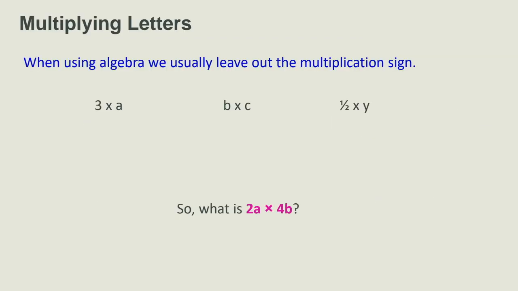So when we use algebra, we usually leave out, well, we actually always leave out the multiplication sign. The reason for that is because the variable that we love to use in algebra is that x, and that x can get confused with the multiplication sign. So we tend to use brackets most of the time if we need to separate two things and tell whoever it is that's doing the question.